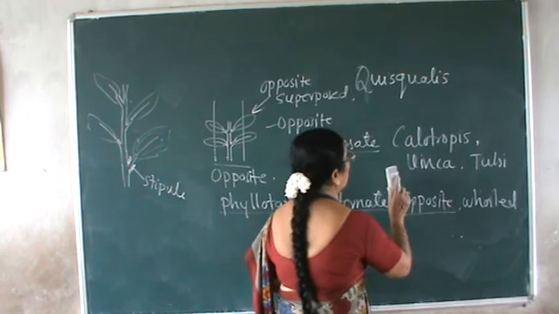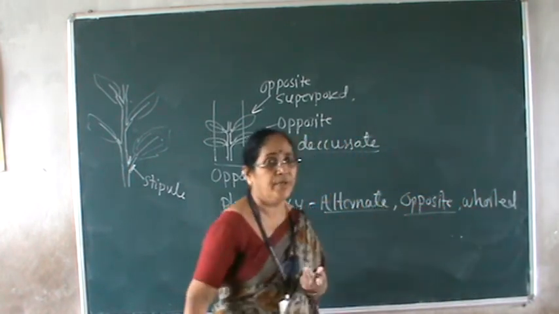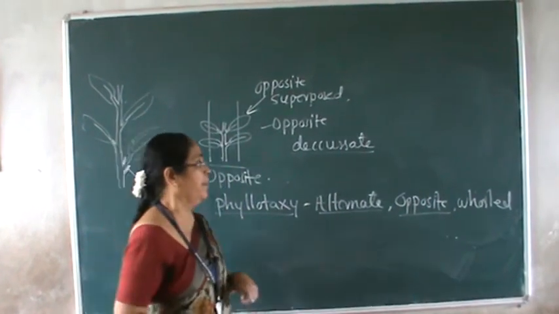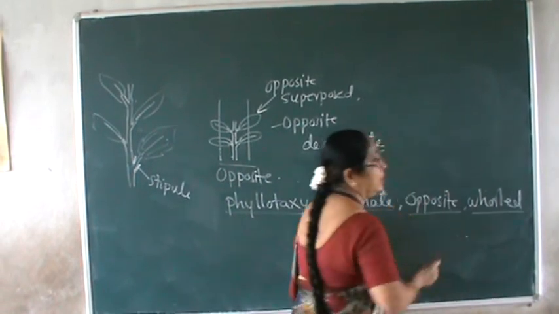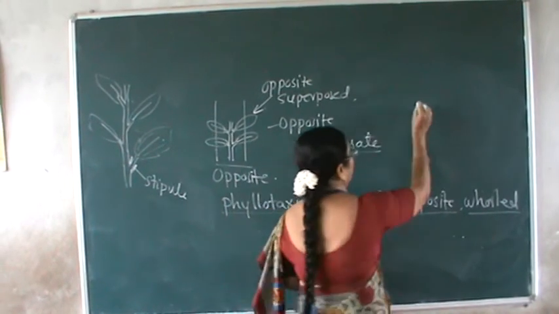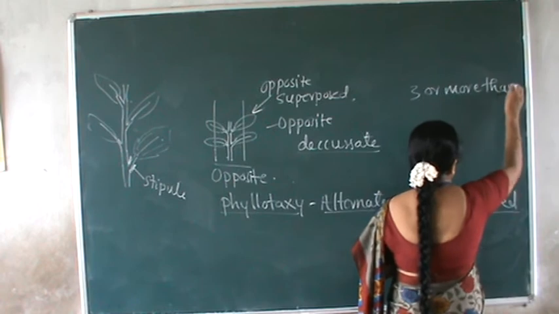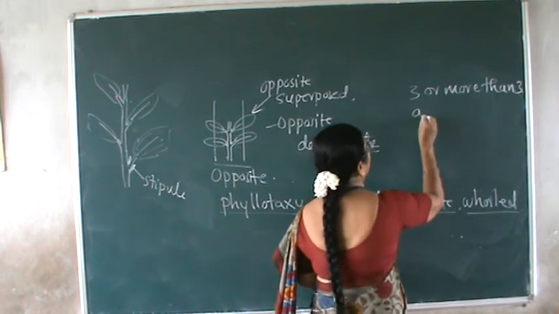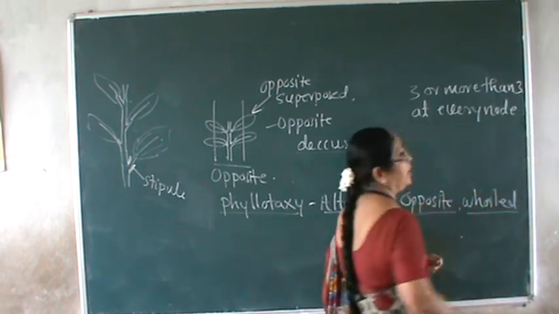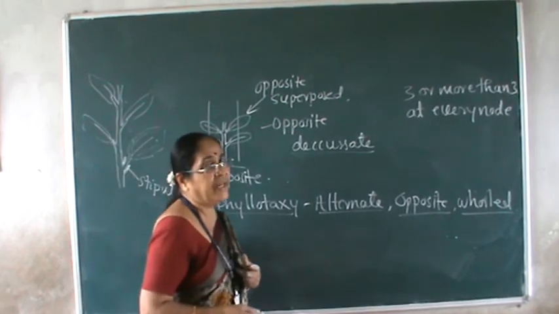The next is called whorled. Whorled phyllotaxy. Whorl means around. It will be present in the form of a circle around the nodal region. Whorled phyllotaxy has three or more than three leaves at every nodal region. At every node, you find three leaves or more than three leaves. One good example is found in Nerium.